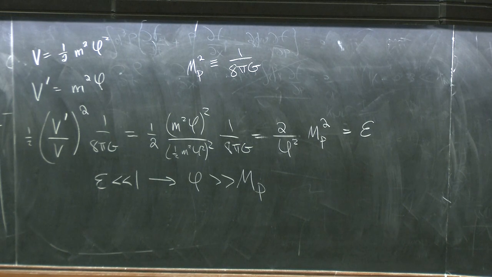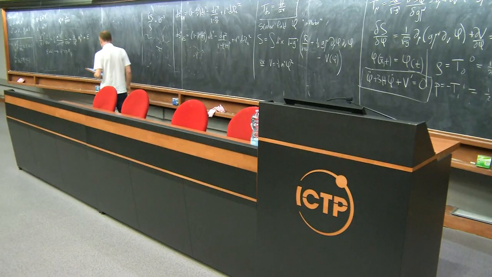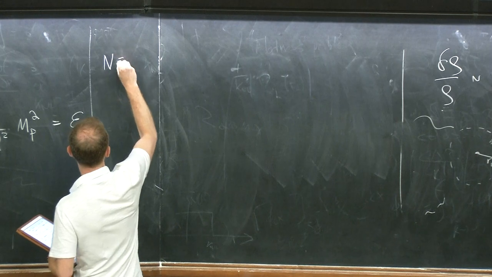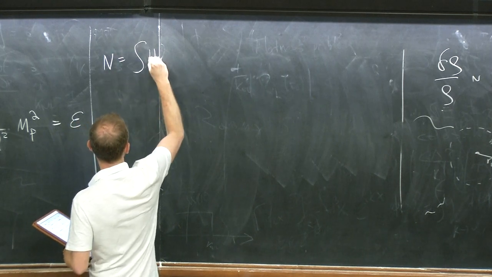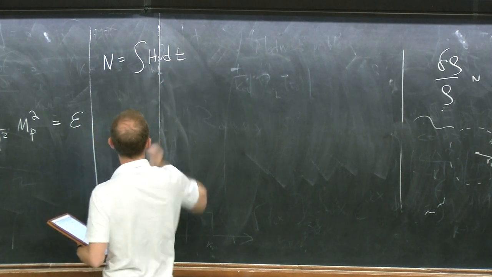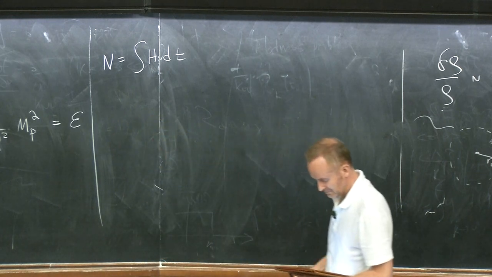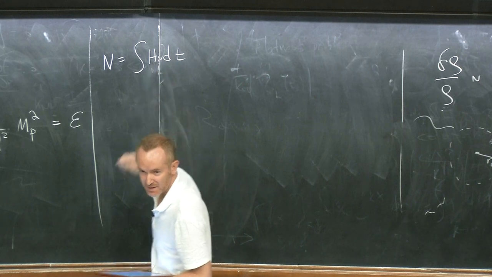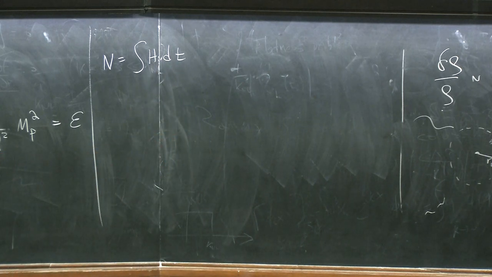So now let's try to compute N at t end, the total number of e-folds that we get out of this. So the number of e-folds is the integral of H dt. So here I'm going to keep the time dependence of H, so I'm writing it as an integral, okay, because that's really what defines N.